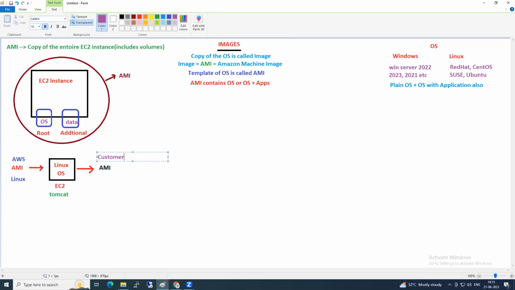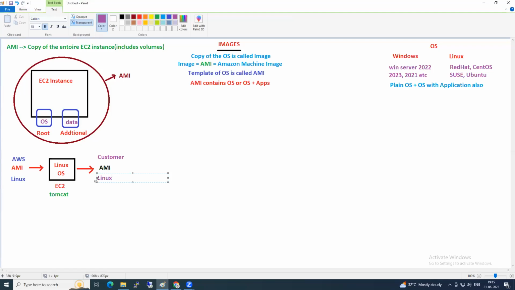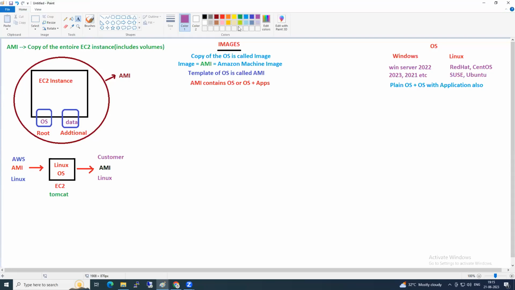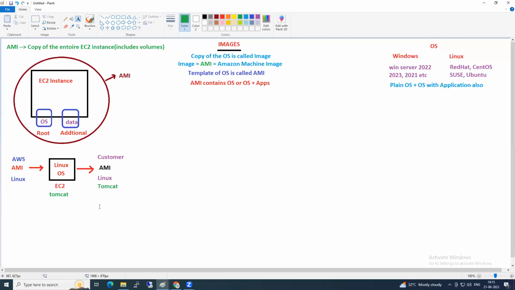And from that EC2, can you create an AMI? Yes. And now this contains the AMI, which is a Linux AMI. So this contains Tomcat also now? In this AMI, does it contain Tomcat? Yes. You're getting it? Yes or no?